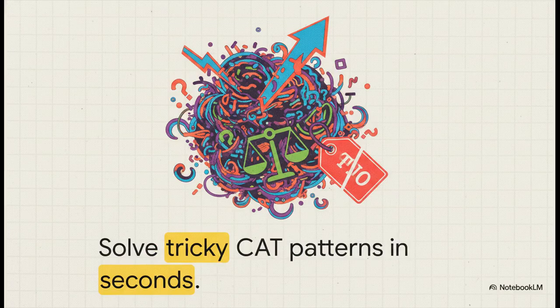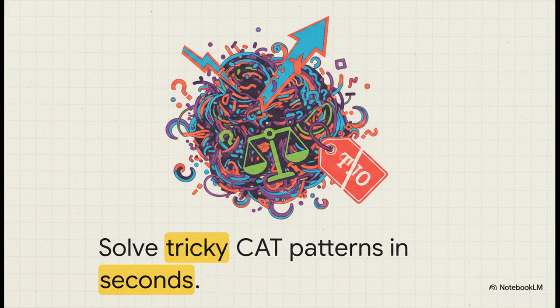Take a look at this absolute monster from a past exam. A shopkeeper marks goods 40% above cost price, then gives a 20% discount. But wait, there's more. He also uses a fake 900-gram weight instead of a full 1 kilogram weight. Your job is to find his net profit percentage.